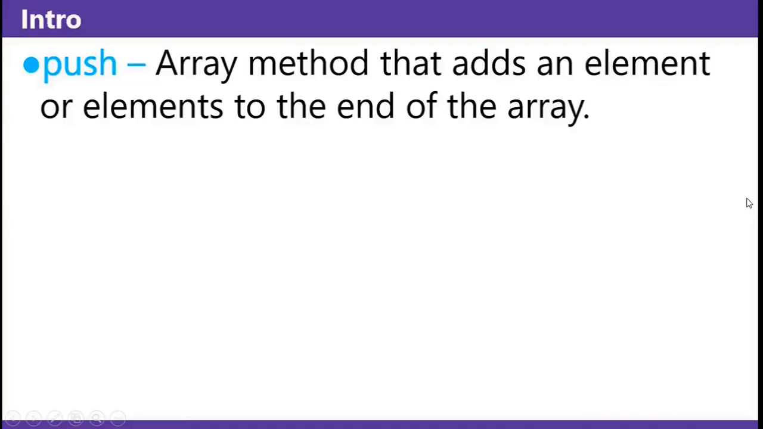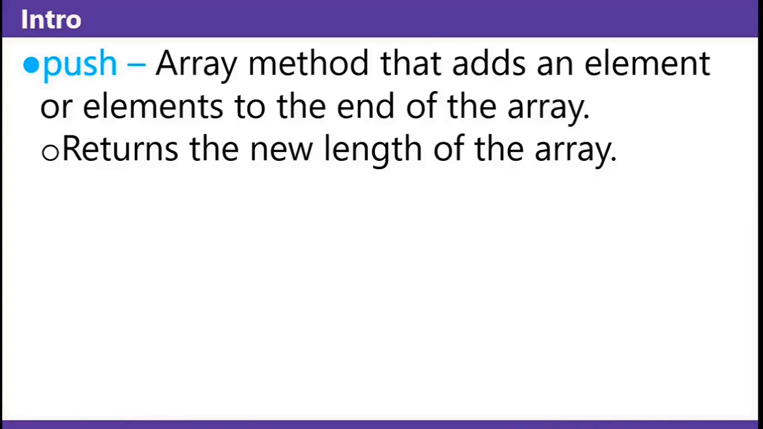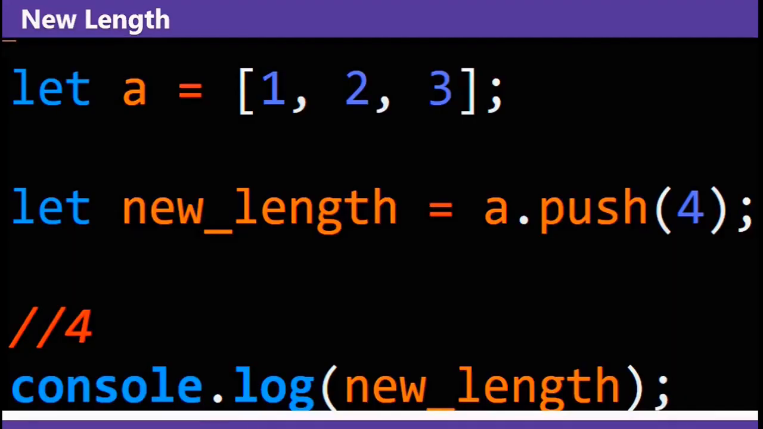The array push method in JavaScript adds an element or elements at the end of the array. The new length of the array is returned from the function. Here you're storing the new length of the array in a variable. When you print out the variable, since you went from a length of 3 to 4, 4 will be printed.